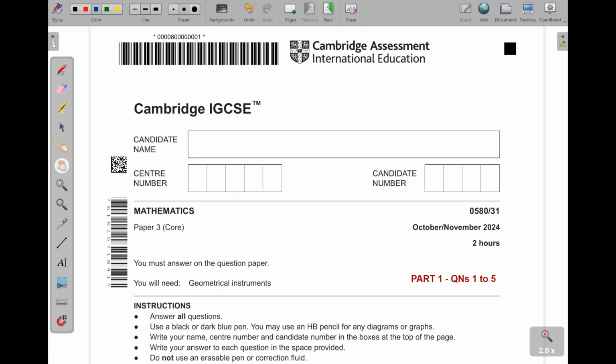This is teacher Simon taking you through Cambridge IGCSE Core Mathematics paper 3-1 for October-November 2024. And this is part 1 for questions 1 to 5.